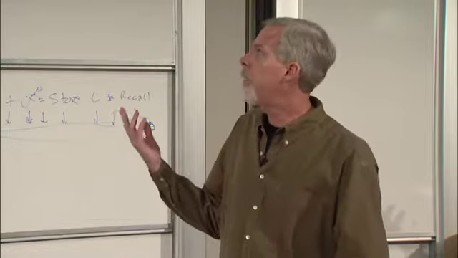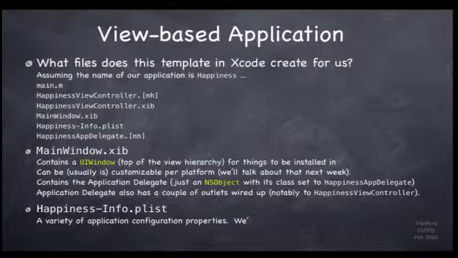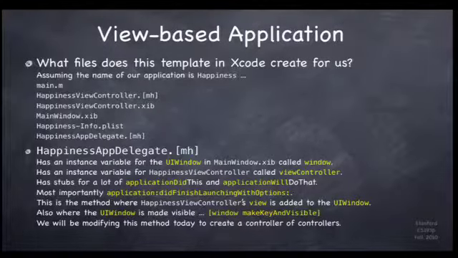And then there's HappinessInfo.plist. There's a lot of important stuff in there. I'm going to try and cover that as the quarter goes along instead of trying to go through it all at the beginning, because some of the things won't really make sense until you understand what's going on inside UIKit. But it's basically a property list. It's a bunch of settings for your application. Sets how it starts up and what orientations it supports, all that kind of stuff.